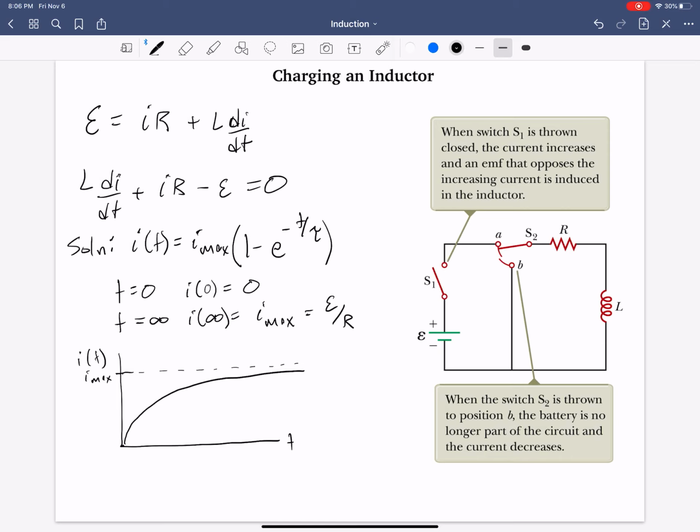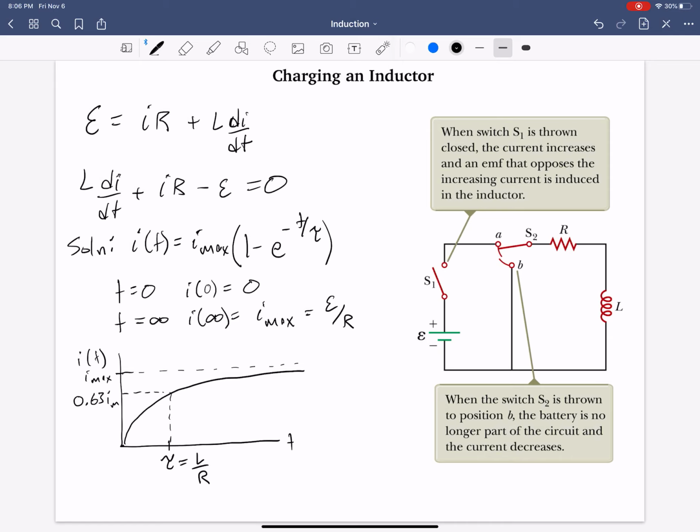And this tau, the time constant, you may remember that from RC circuits. Well, we don't have capacitors in here, we just have R and L. One time constant is the same percentage of the maximum. In other words, after one time constant has elapsed, the current in the circuit is 63% of the maximum. And tau, by the way, is L over R.